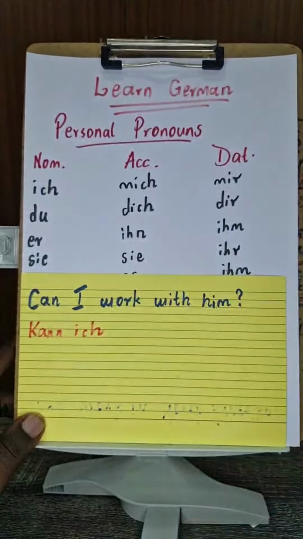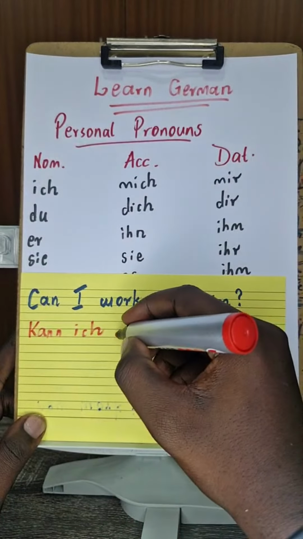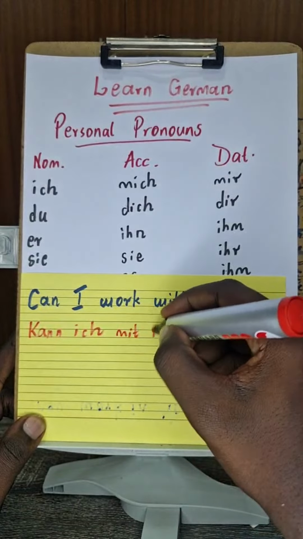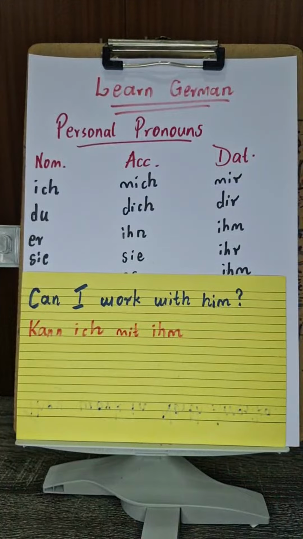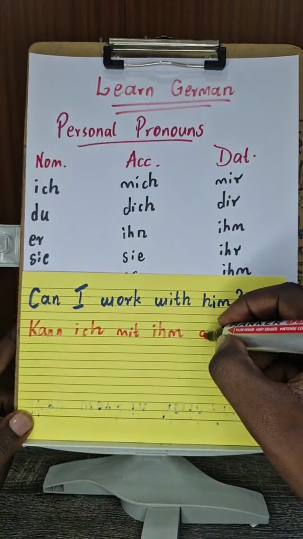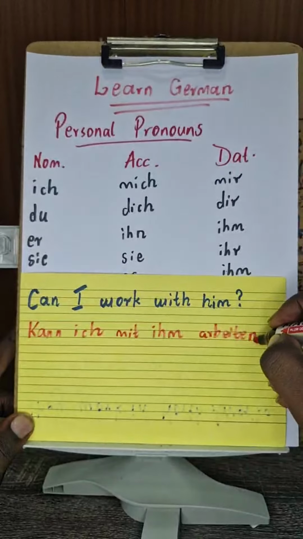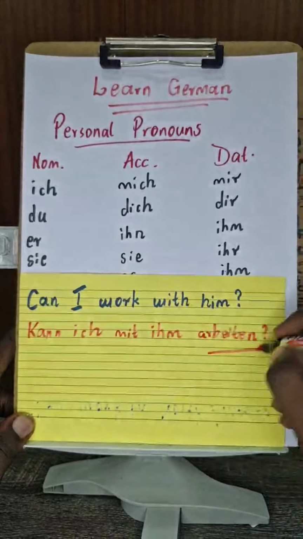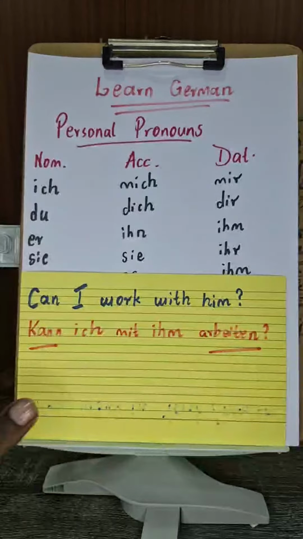Kann ich, right? Mit ihm. Kann ich mit ihm, and then at the end is when we have the verb arbeiten. Kann ich mit ihm arbeiten? Can I work with him? All right. So that was correctly done, Noah.